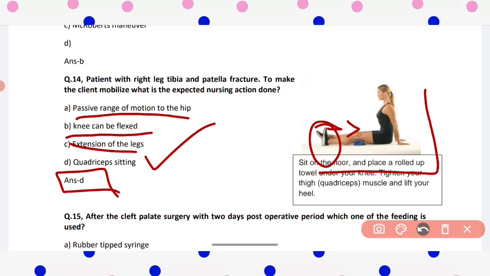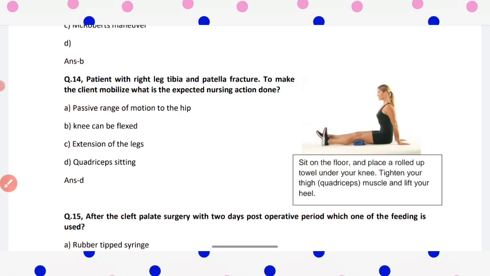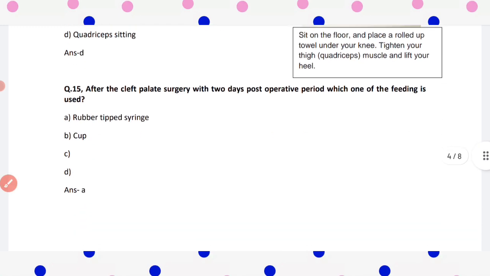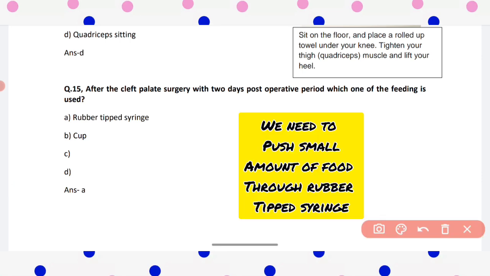Fine. And the next one is question number 15. After cleft palate surgery with a 2 day post-operative period, which method of feeding is used? Here the key point you should note in the question is, the baby has undergone cleft palate surgery, with second post-operative day. Which method of feeding are you supposed to use? Post-operative day means it is a very painful day. That too after cleft palate surgery.